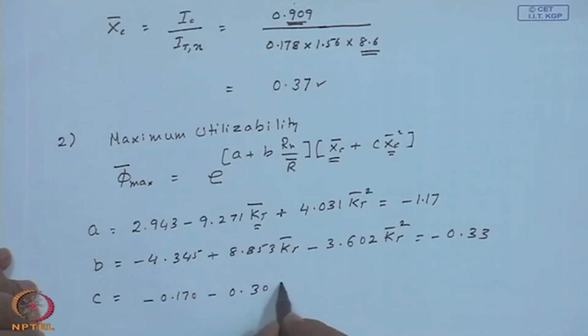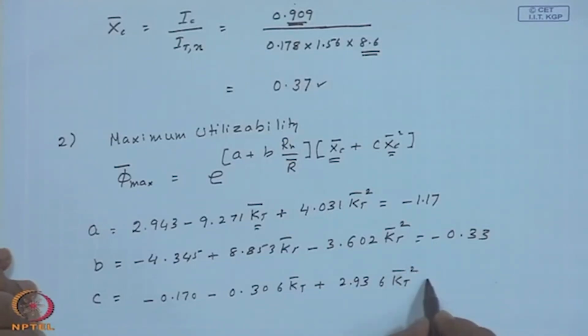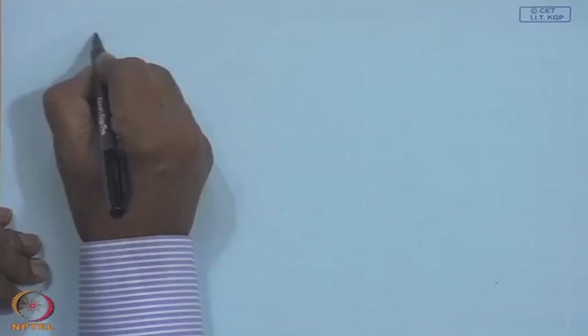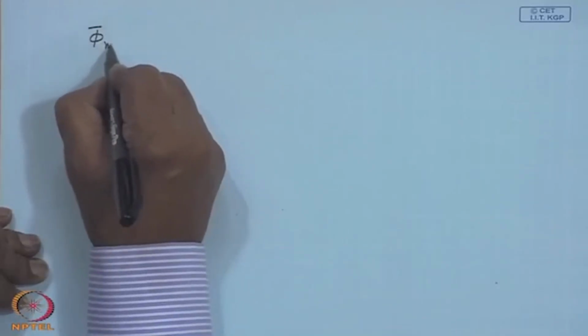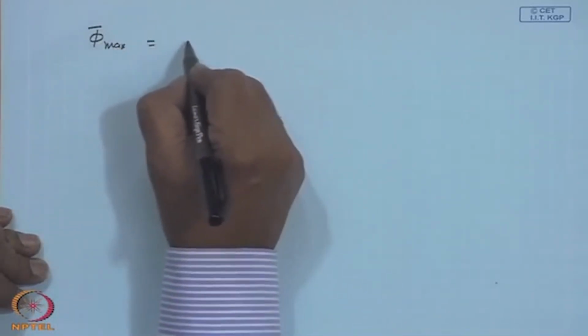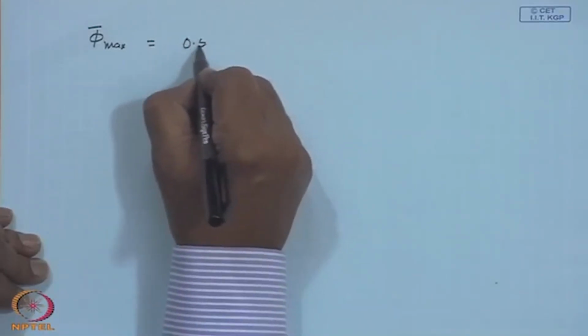So, this is 306. I will have a little reprieve if I do not continuously talk. This is 0.704. So, phi bar max, we got it. Of course, you can plug in these numbers as 0.51.